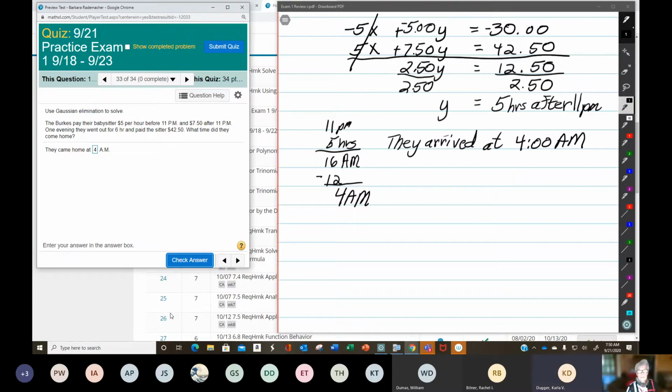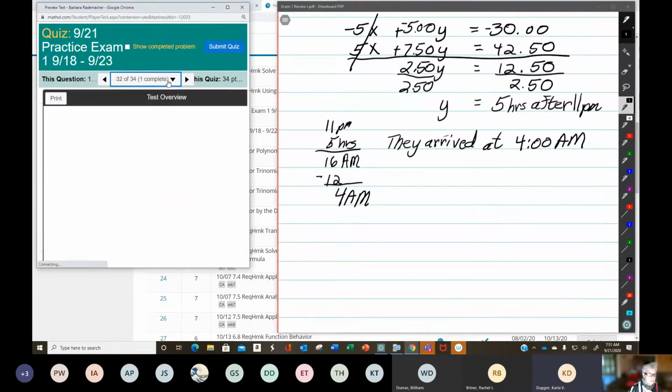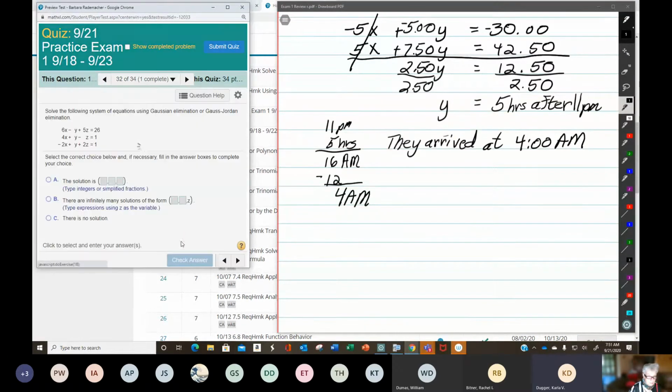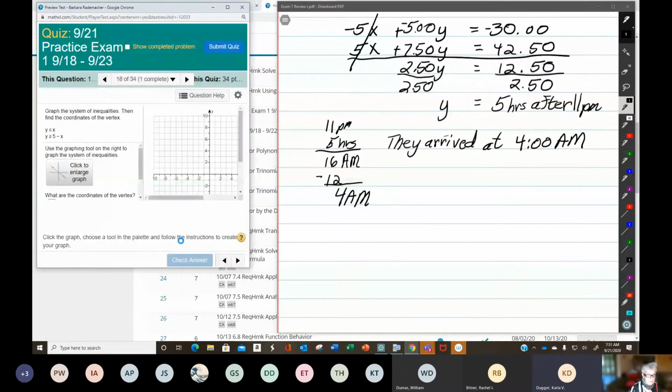Can you work 18? I've done a really good job of guessing at the answers and getting them right, but I don't know how to work it. Okay. Yes.